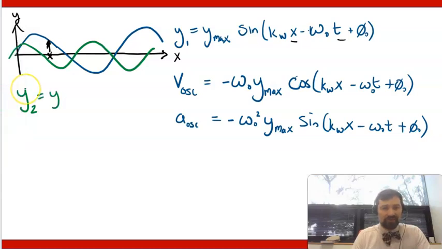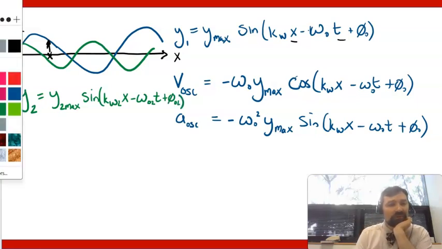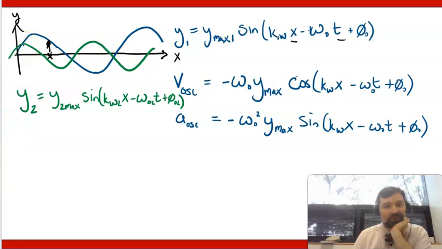is equal to y2 max times the sine of k2 x minus omega naught 2 t plus your initial phase offset 2, where the first ones are 1s. And we'd have to go through and essentially add that subscript to all of these terms as well for consistency's sake. Notice that x and t, the actual position and time, do not get any new subscript modifications in all of this. Those are still the same.